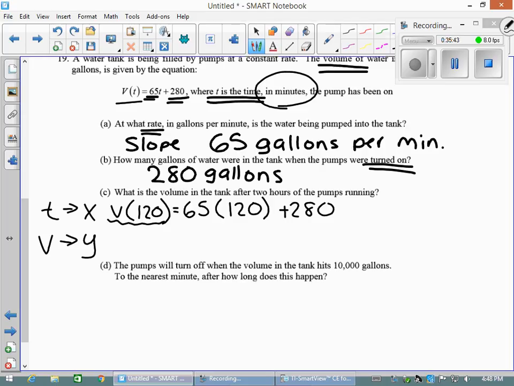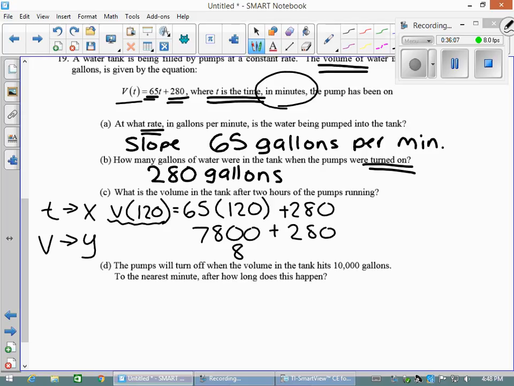So 65 times 120 is 7,800. And then I'm going to add that 280. If I add that, I'm going to get 8,080. So after 2 hours, or 120 minutes, there are 8,080 gallons in our tank.